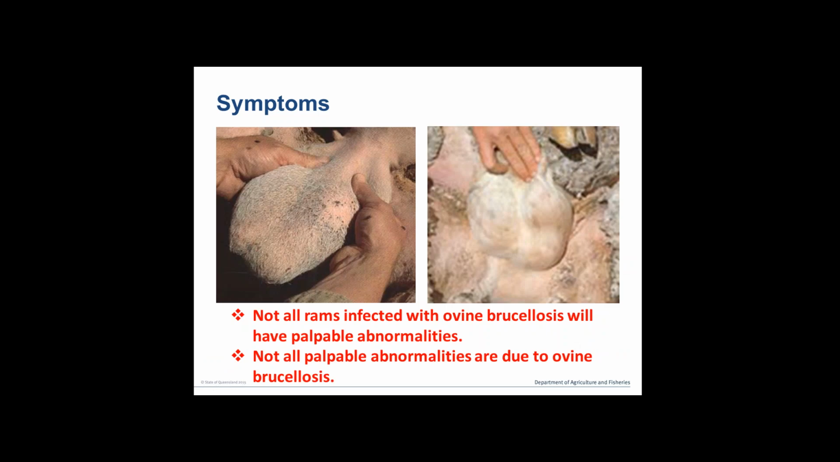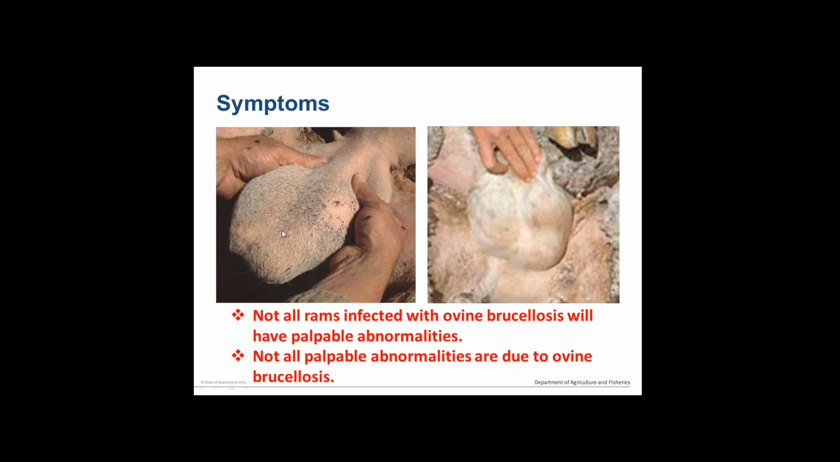However, it is important to note that not all rams infected with ovine brucellosis will have palpable abnormalities, and not all palpable abnormalities are due to ovine brucellosis. Other possible causes include infections with Histophilus somni, Histophilus ovis, and Actinobacillus seminis, among others. Therefore, clinical examination and palpation alone is not adequate to diagnose ovine brucellosis in a flock, and other conditions causing reproductive losses should also be investigated.